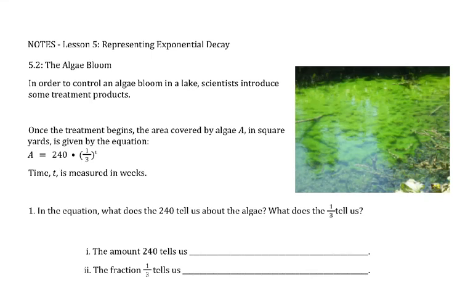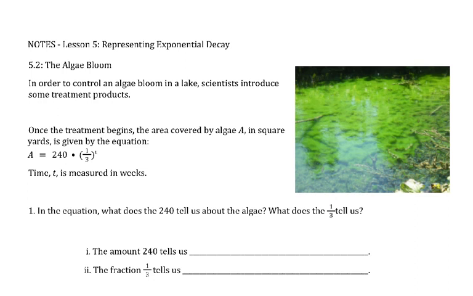I wanted to recap the lesson that we did on lesson 5, representing exponential decay, and basically pull out some of the most important features and also some of the things that I know can be confusing for students. So let's take a look, and I'm just strictly going to take a look at this with regards to the notes that we did.